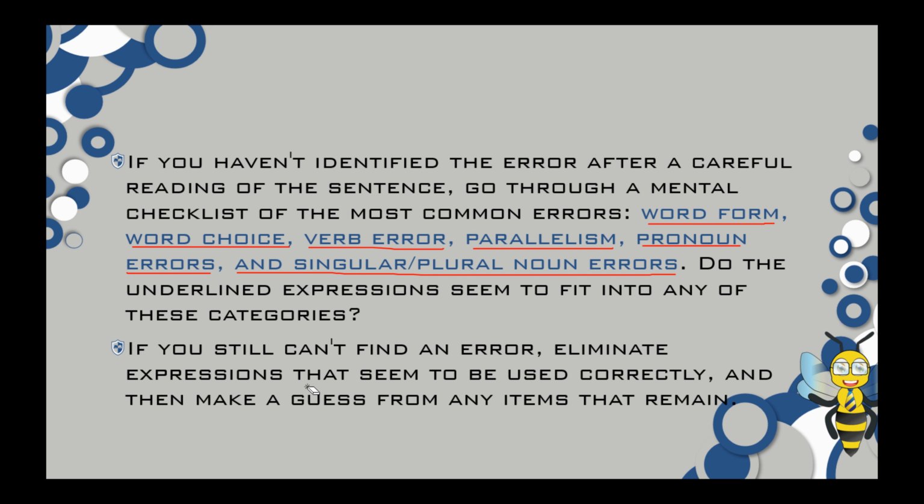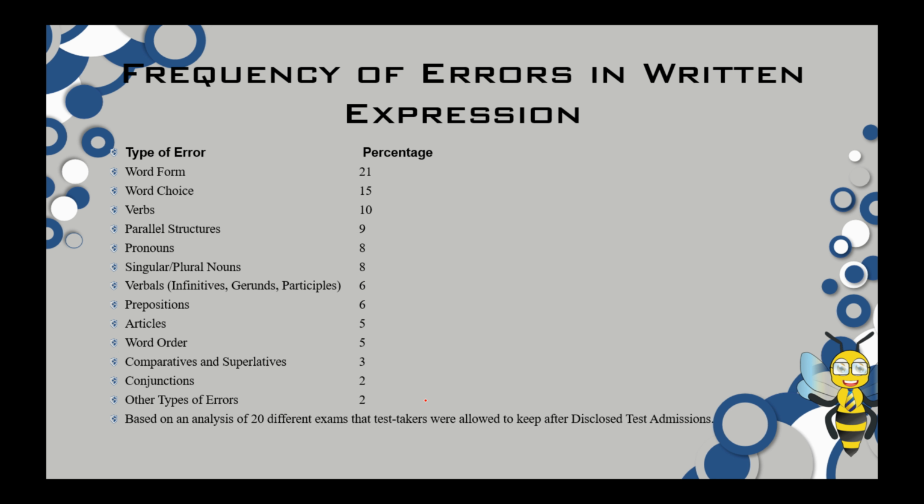There you go. Okay. So what are the most common errors that you will find on this reading section of the TOEFL? The most common mistake that you're going to find is the word form. Here we're talking about percentages, not the number of questions. Normally word form is the most common mistake, with a 21% possibility of finding this type of mistake.